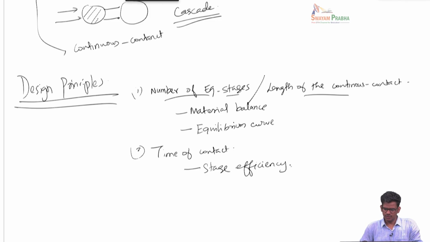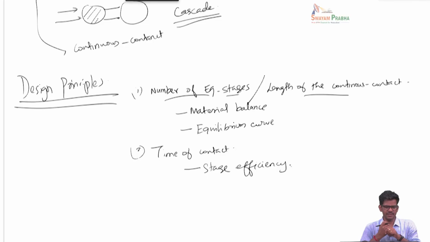To improve stage efficiency, you can increase the contact time so that the stage efficiency will go up. But again, there are other constraints. If you increase the time of contact, then maybe the column will be too long or too big, and capital-wise it may not be allowed. So you have to make a compromise on the extent to which stage efficiency can be controlled. So when I say time of contact, it is basically related to the stage efficiency with which we want to operate this mass transfer operation.